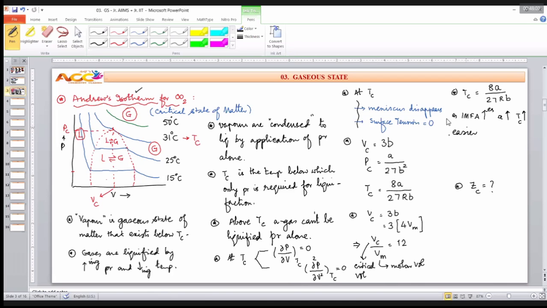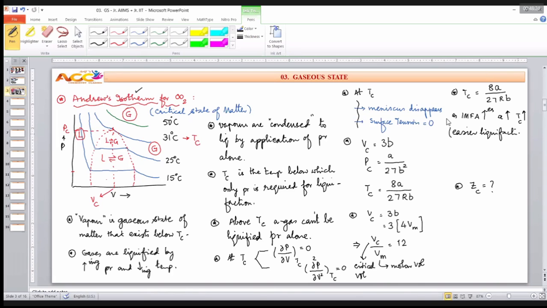Which gas? You will be given gas 1, gas 2, gas 3, gas 4 by name. TC values are given to you, and you will be asked which can be easily liquefied. That gas can be very easily liquefied which has the highest possible critical temperature, easier liquefaction.